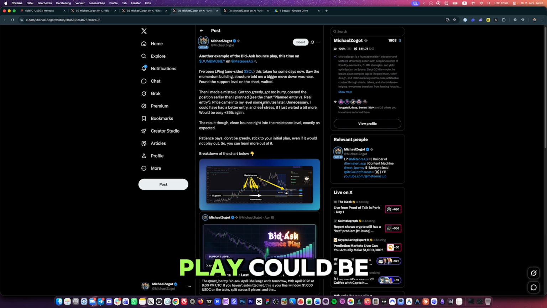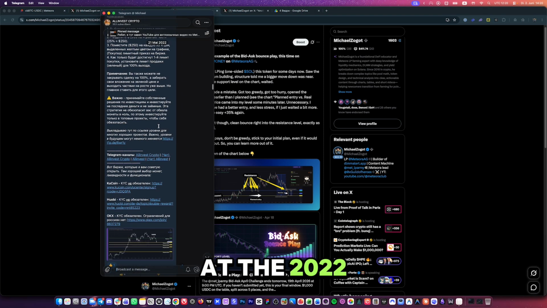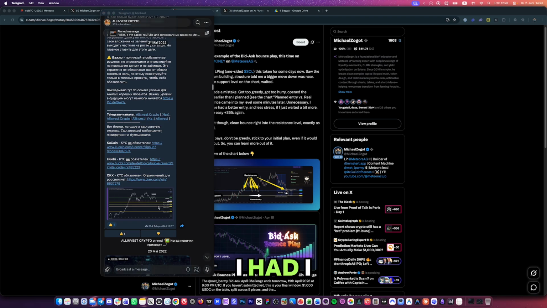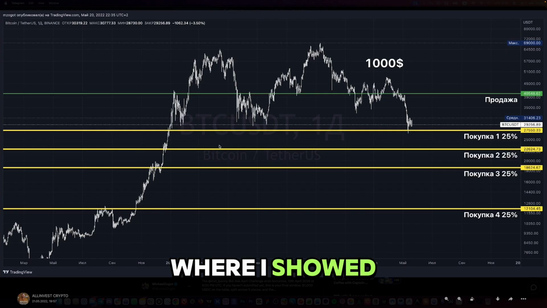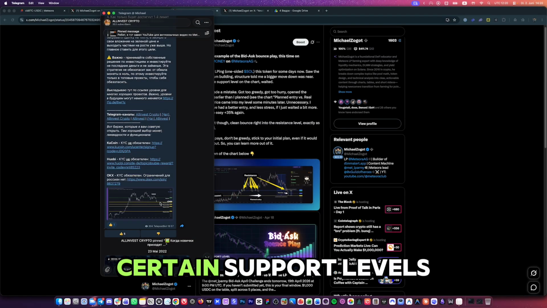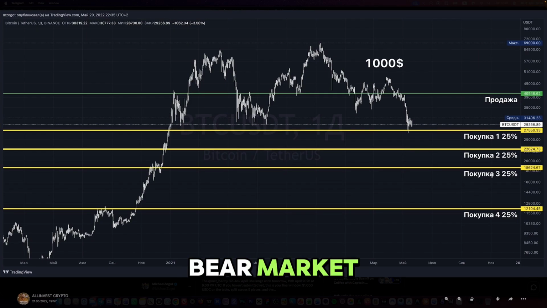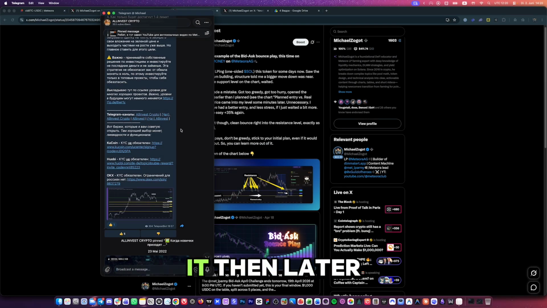The long-term play could be up to 4 to 6 months. So for example, in May 2022, I had a post where I showed my buying levels for Bitcoin when it was around 30,000. So the main strategy was to accumulate BTC on certain support levels with 4 buying orders during the bear market, and selling it later when it goes up.